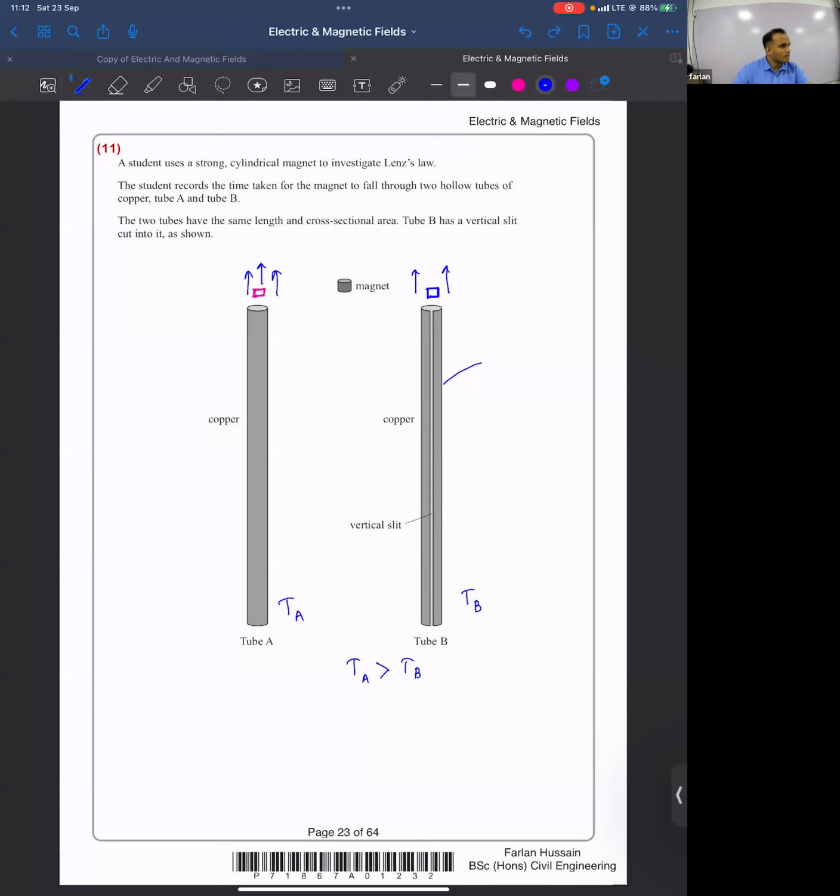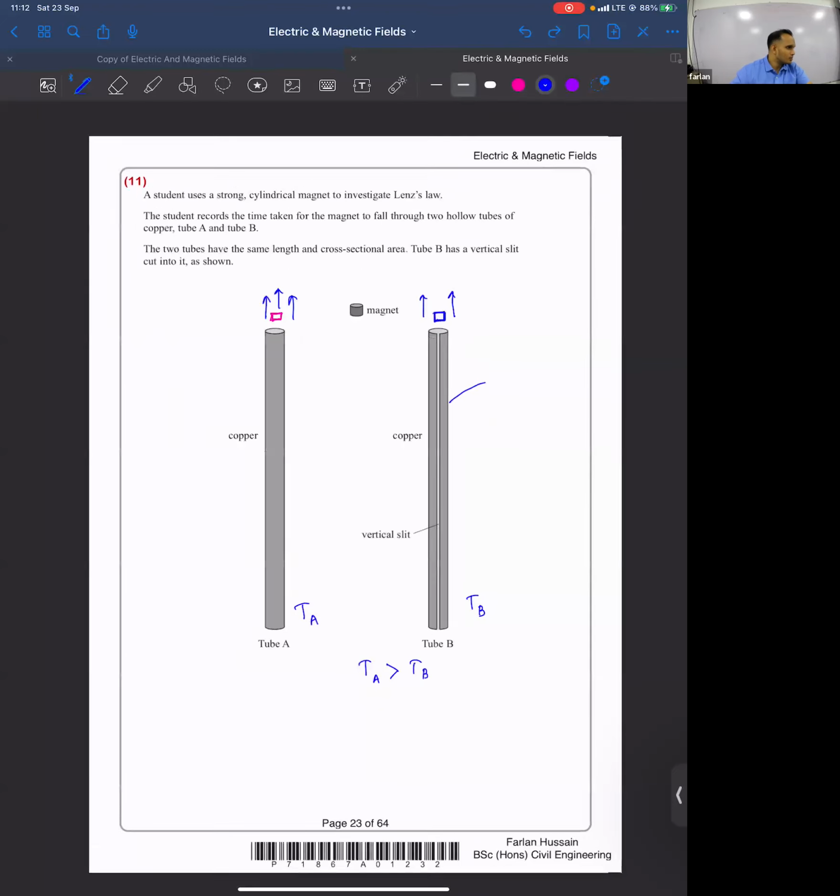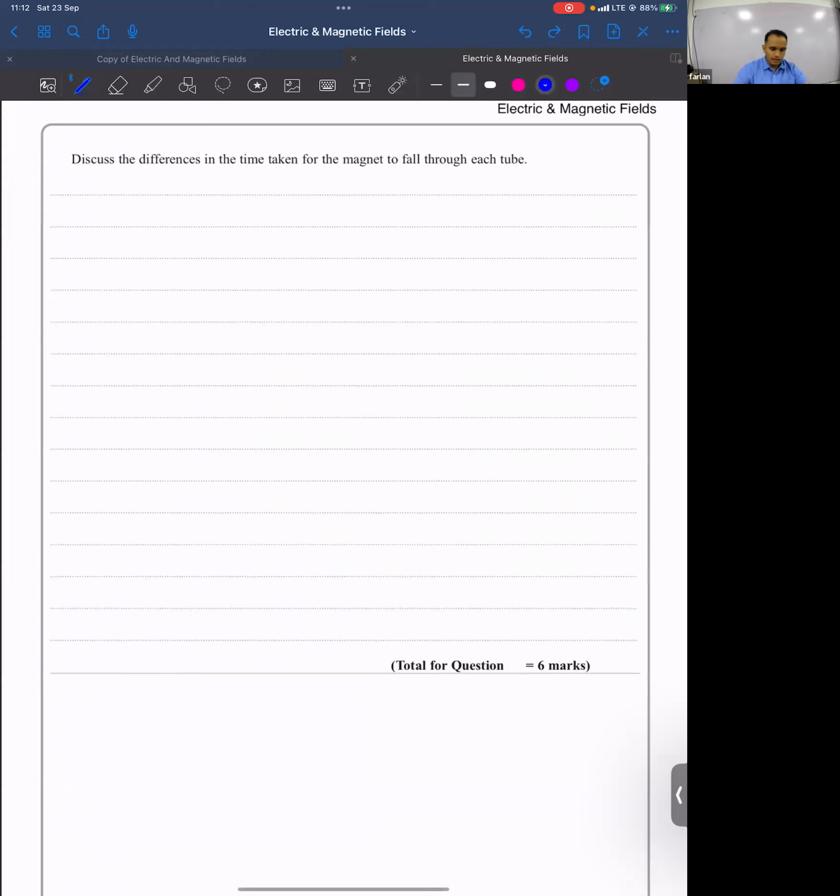No, then you can't make a comparison actually, because then it's not identical tubes. There will be other factors which will be affecting it. You can't be tested on those questions, right?